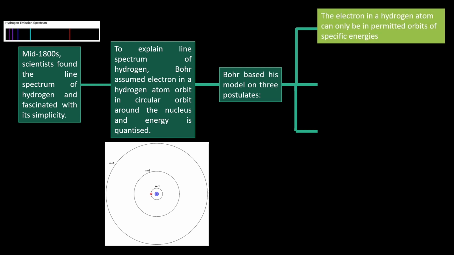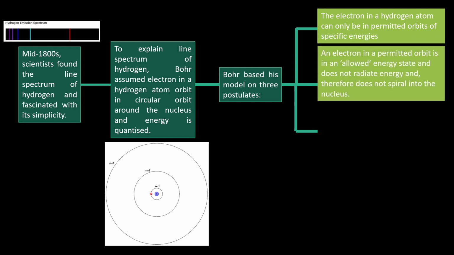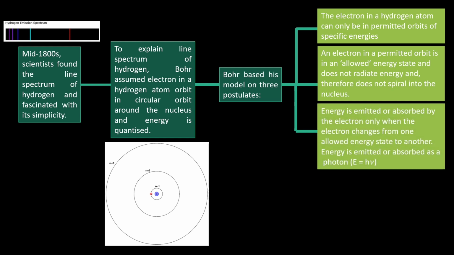First, he assumed that the electron in a hydrogen atom can only be in permitted orbits of specific energies. Second, he assumed that an electron in a permitted orbit is in an allowed energy state and does not radiate energy, and therefore does not spiral into the nucleus. And the third postulate was that energy is emitted or absorbed by the electron only when the electron changes from one allowed energy state to another. Energy is emitted or absorbed by the electron in terms of photons. I will explain these three postulates further later on.